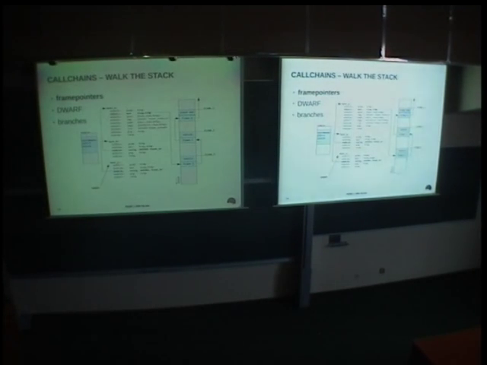We have three ways to get the backtraces. We can use frame pointers, we can use dwarf, and newly, we can use branches. Each of these methods is special in a way: how much data it stores to the sample, how fast it is, how fragile it is, and how good data it can get you.